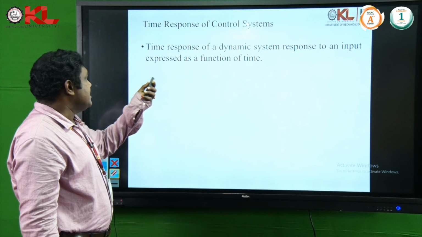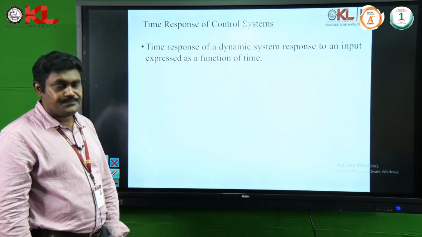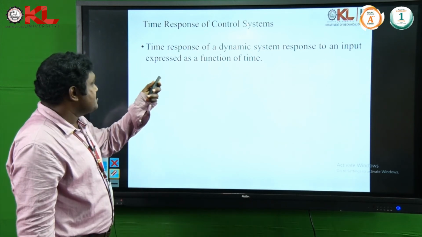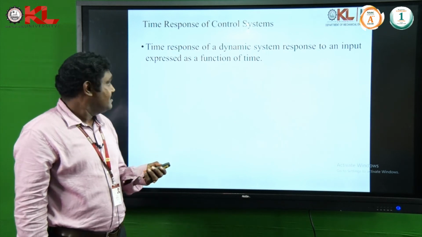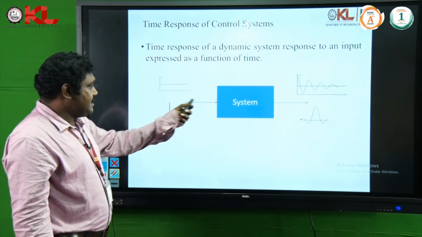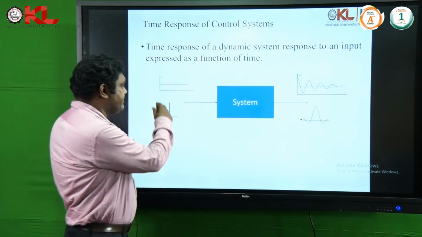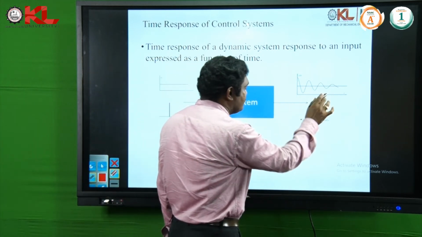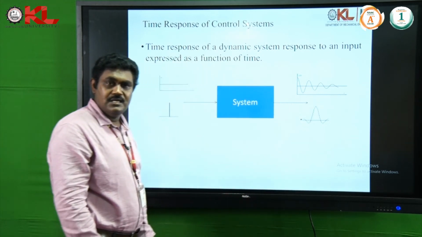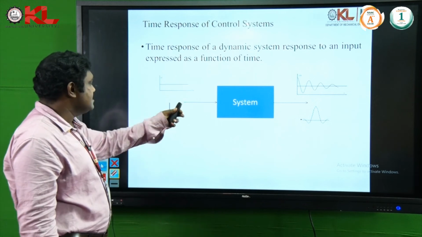Okay. So, the time response of control systems. The time response of a dynamic system is its response to an input expressed as a function of time. And if you see the block diagram here, at different signals, what inputs we are giving and what outputs we are getting will be explained through this model.